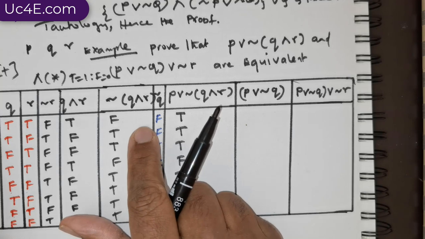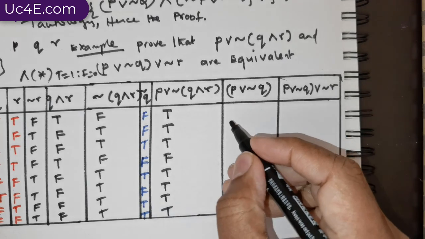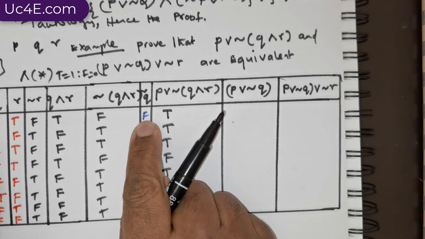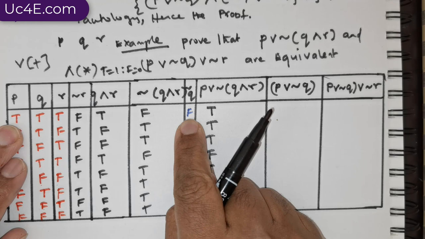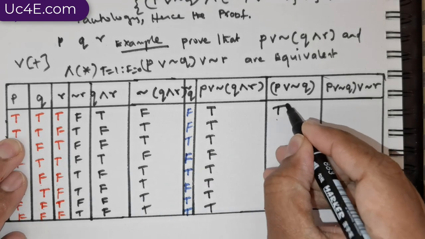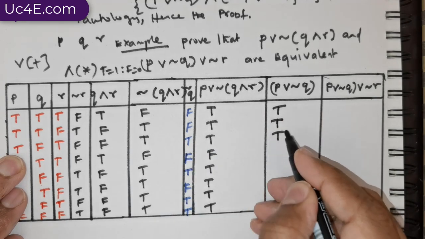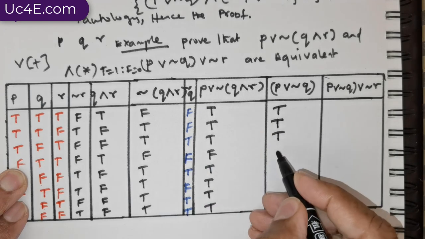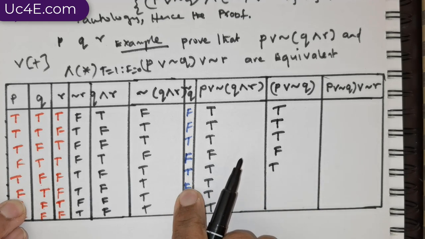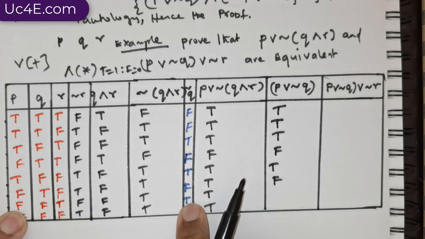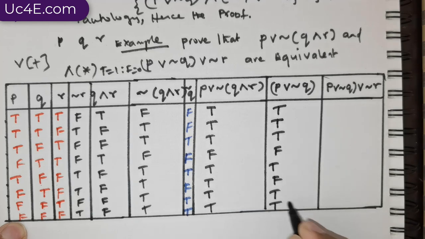So as I mentioned to you, disjunction means you are performing an addition. And T is 1, F is 0. So let me show you like this: T, 1 added with 0 is going to be 1. 1 added with 0 is going to be 1. 1 added with 1 is going to be 1. 0 added with 0 is going to be 0. 1 added with 1 is going to be 1. 0 added with 0 is going to be 0. 0 added with 1 is going to be 1. 0 added with 1 is going to be 1.